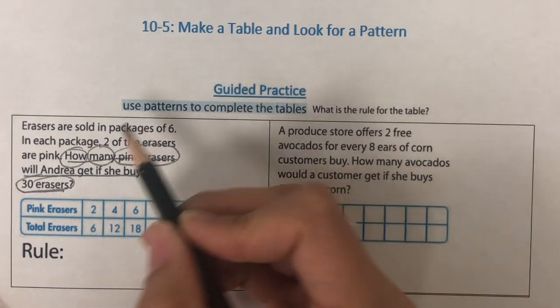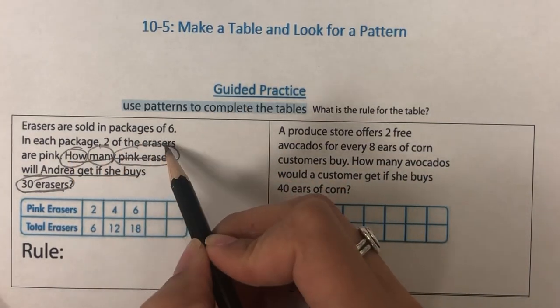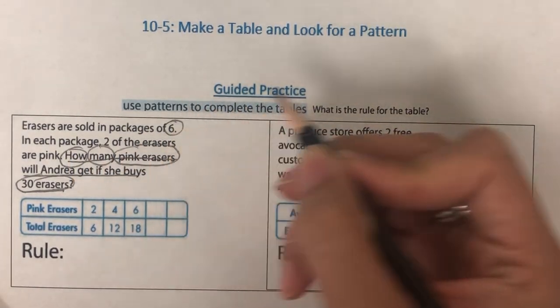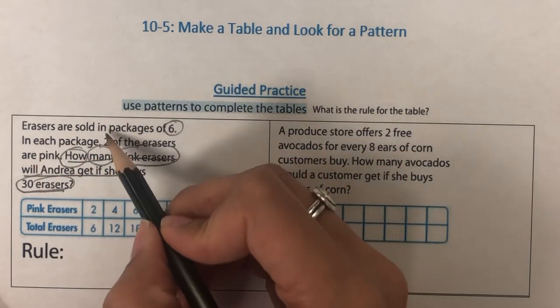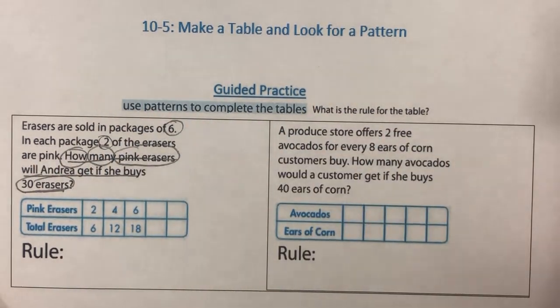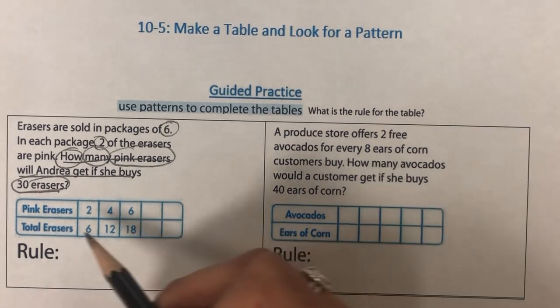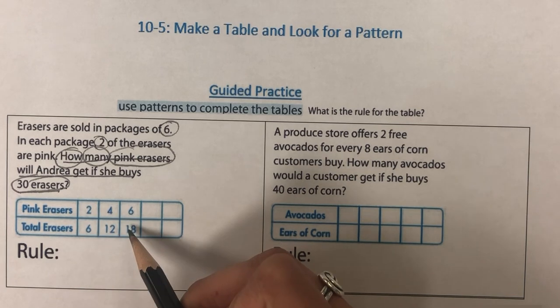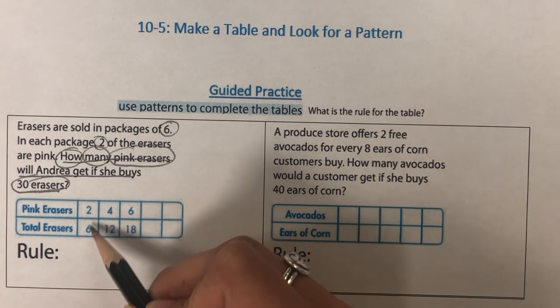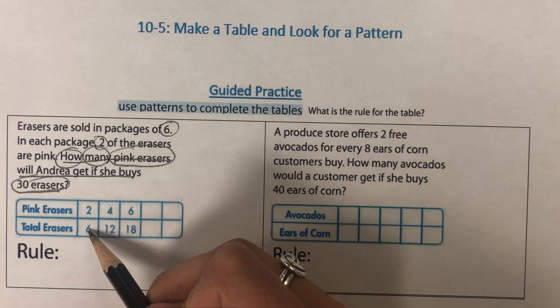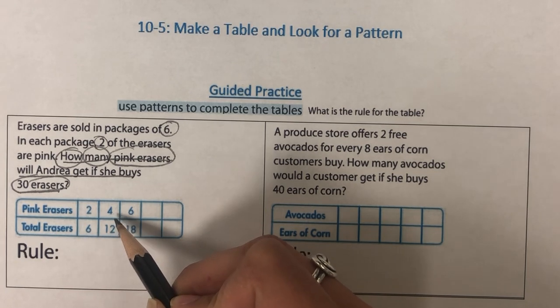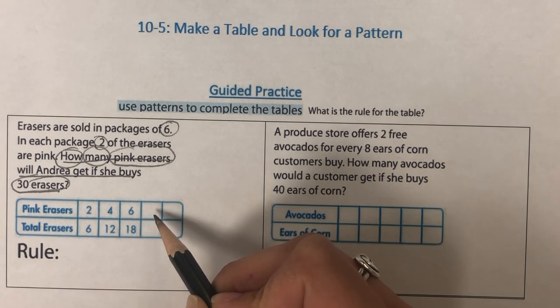Again, it tells us that the erasers are sold in packages of 6. In each package, 2 of the erasers are pink. So out of the 6, 2 are going to be pink. So we're looking for the rule here. What can we do to 2 to make it 6? And it has to work with the next set of numbers.